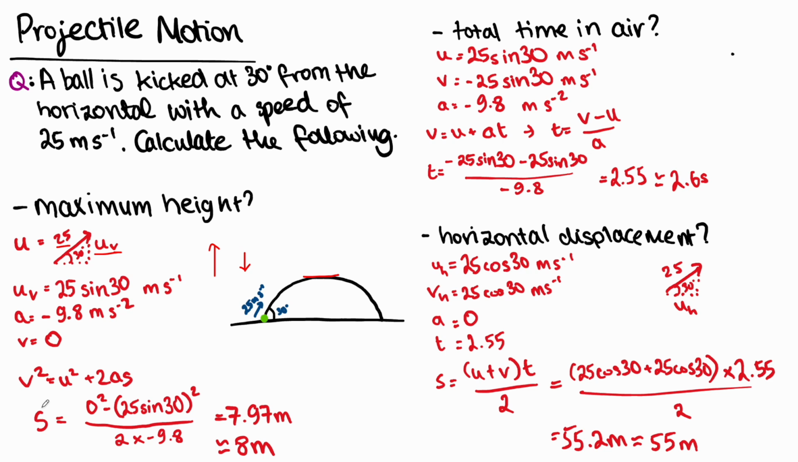Then moving on to working out the total time in air, we again use the initial vertical velocity, which is 25 sine 30. Then we've got the final vertical velocity, which is minus 25 sine 30, because we know that when it hits the ground again, or just before it hits the ground, it will have the same vertical velocity, just downwards instead of upwards, because it's gone the same way up and down again. And then again, we have the acceleration of minus 9.8.